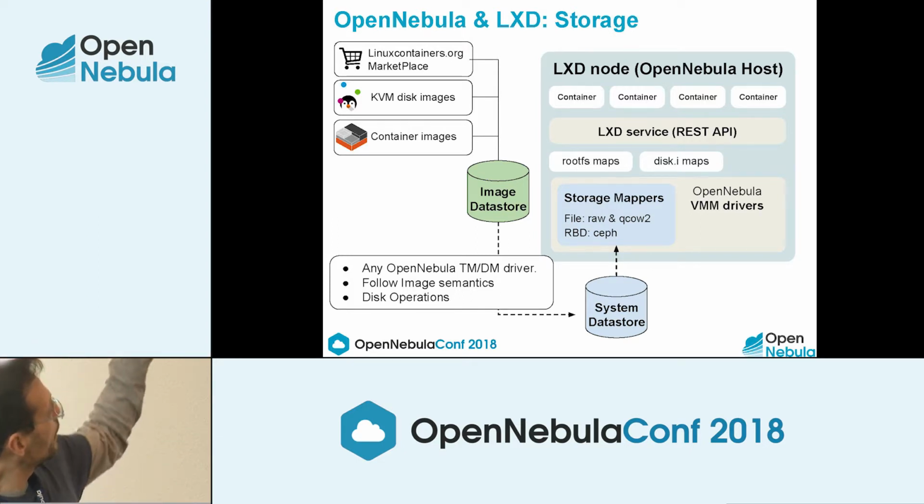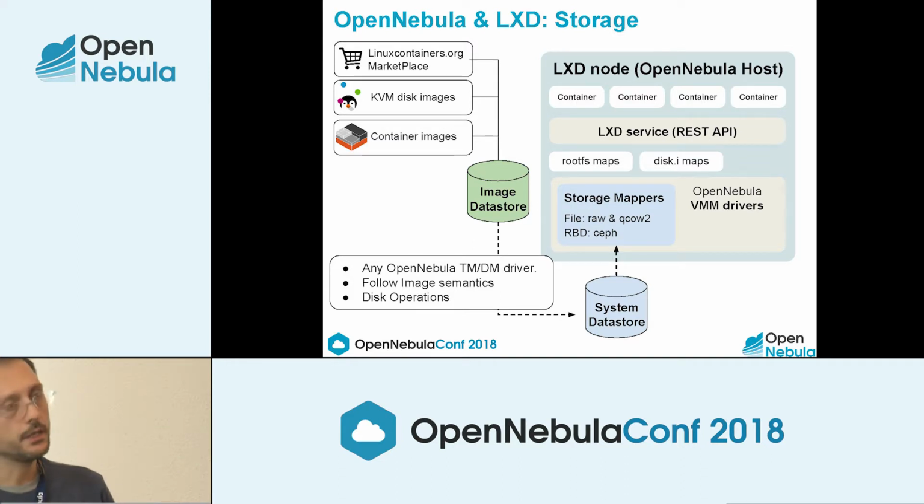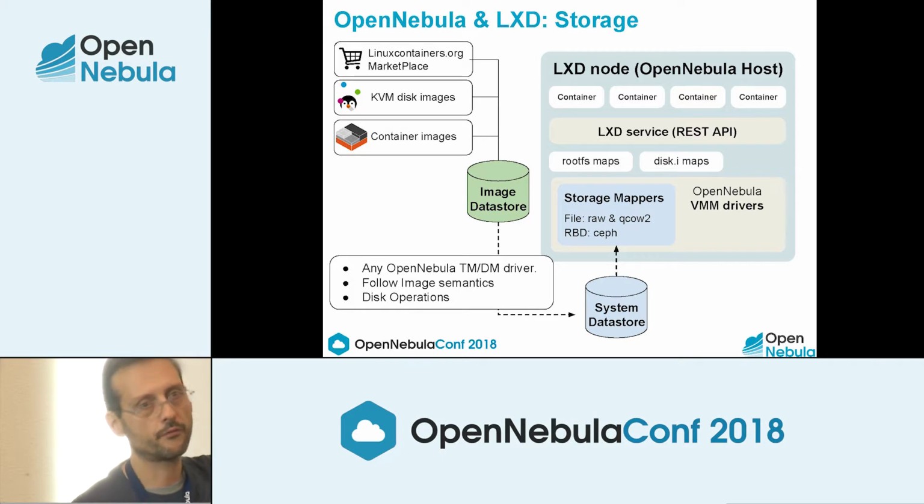So from either one of these three sources, you will be able to create an image in your image datastore, and that image in the image datastore is going to be deployed in a system datastore in the same way we are doing with KVM, for example. So if you are using Ceph, you'll be using the Ceph drivers, and that's going to work. If you're using QCOW2 as your datastore, that's going to work. If you are using NetApp hardware, that's going to work because all the drivers are going to be the same. The way of distributing these images in either form, file or RBD or whatever, is going to be the same.